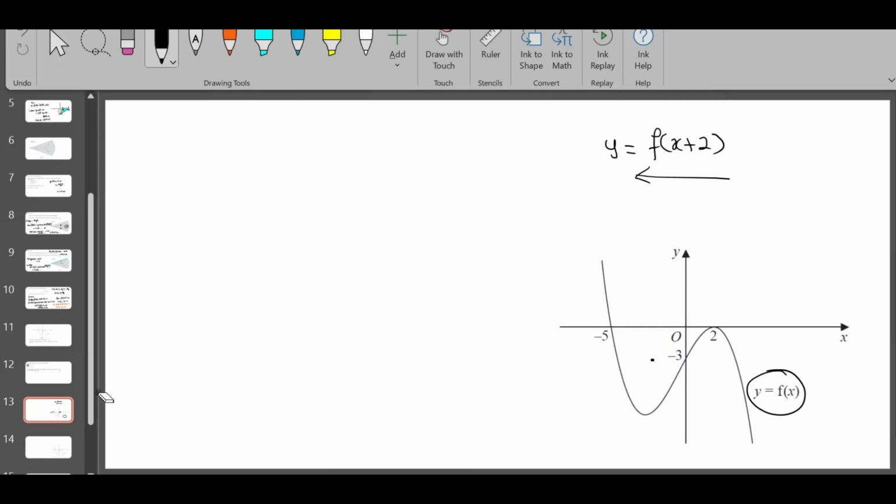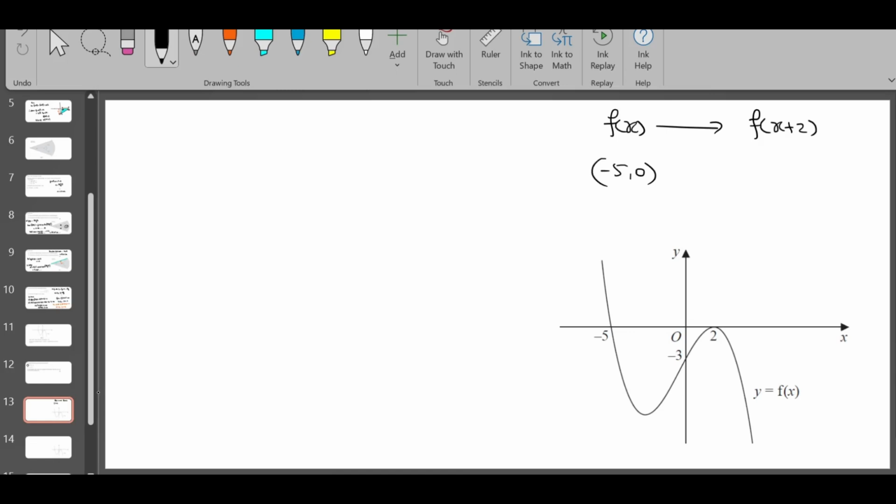I'm going to show you two methods of sketching this. First, take all the points and apply the transformation. Take the points one by one, minus 5, 0. You need to subtract 2. This is f of x to f of x plus 2. So minus 5, 0, when you subtract 2, minus 7, 0. 2, 0 becomes 0, 0. 0, minus 3 becomes minus 2, minus 3. First, transform the points and then sketch the graph.